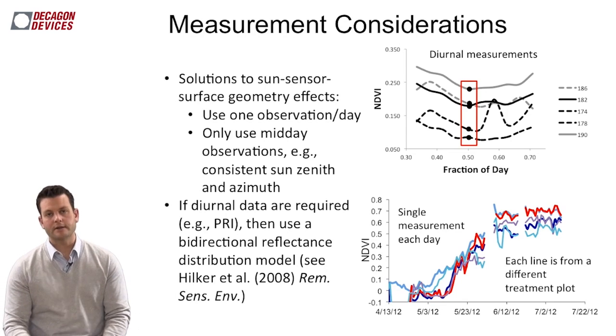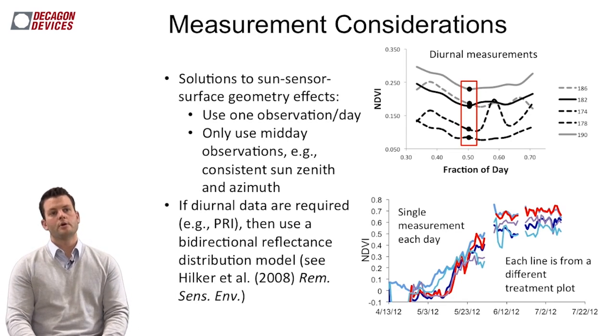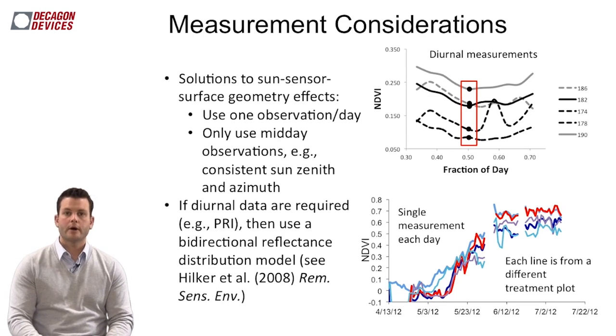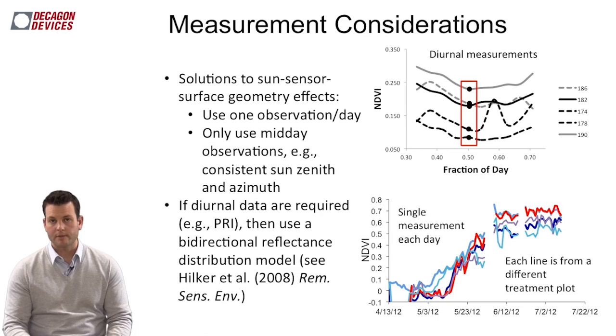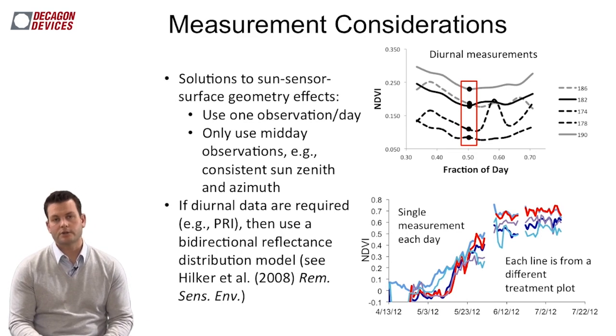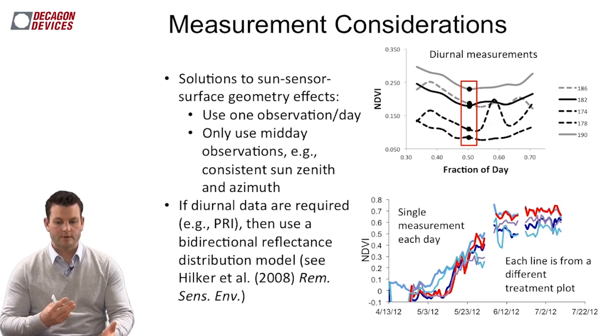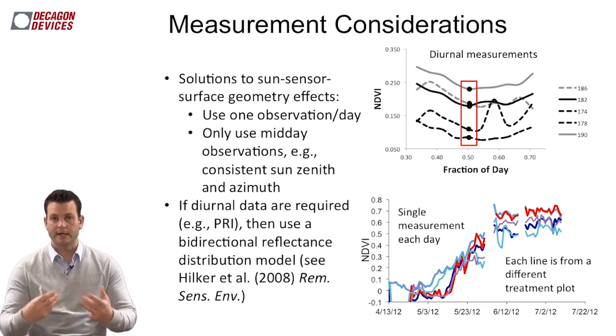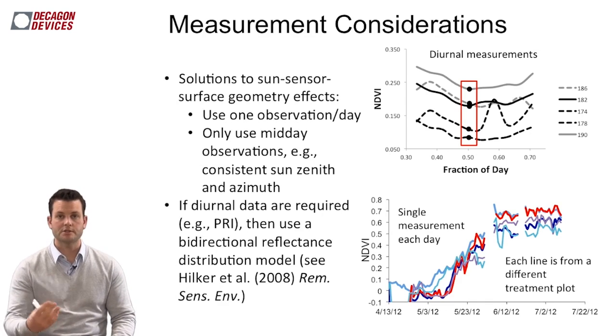Now there are likely going to be those of you out there who want the diurnal data, especially in the case of PRI, because the PRI can be very dynamic as it responds to the dynamics of the xanthophyll cycle. And there's a lot of interest, I think, in understanding those tight couplings and fast reactions as plants and plant canopies respond to fast changes in the environment.